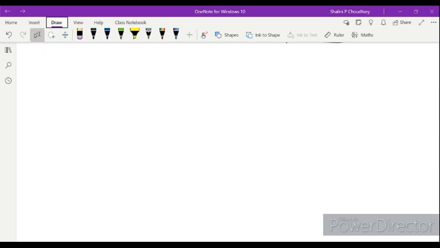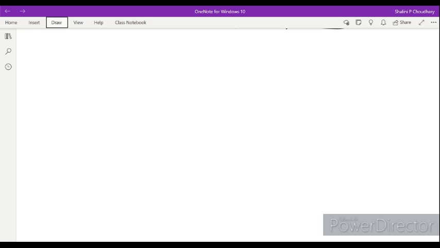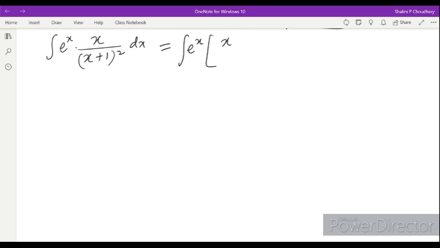Okay. Now we'll do some more questions based on the same concept. First, one question we are taking: e to the power x into x upon x plus 1 whole square dx. So we'll simplify this one. What value will we get? e to the power x, and x is there. Can we do plus 1 minus 1? There will be no change, so we can do this.